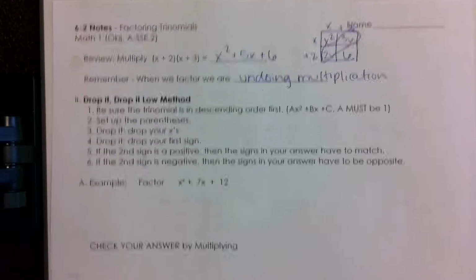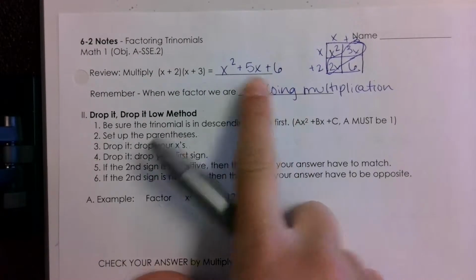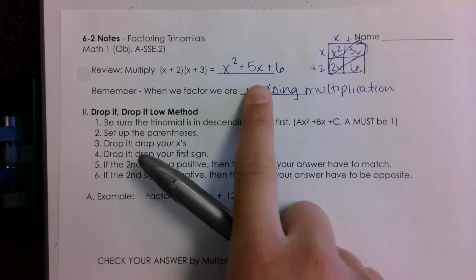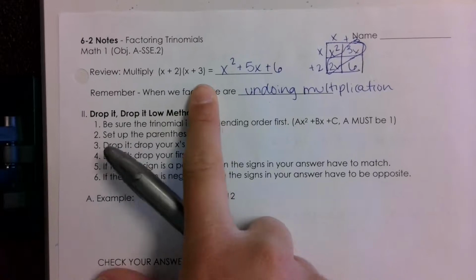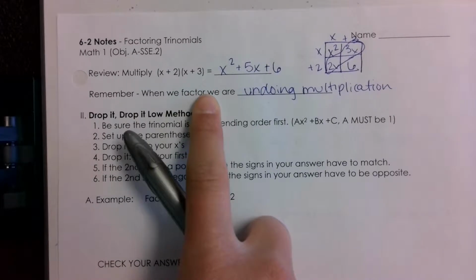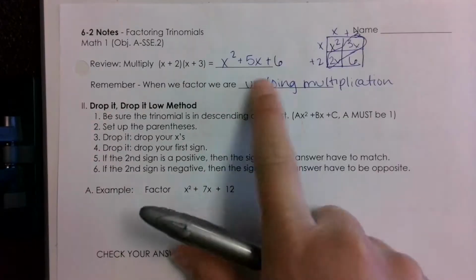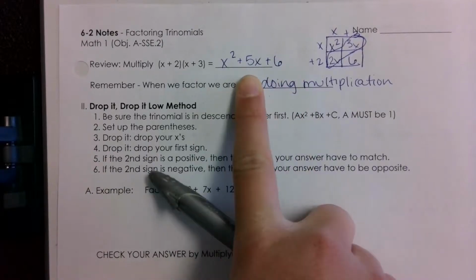Like, where did the 6 come from? 2 times 3, right? Where did the 5 come from? 2 plus 3. So do you think that's going to work every time? For the most part, yeah. So that's the pattern that we're looking for. If we were here, we're going to work backwards. So we know that our factors have to multiply to 6, but then add to be 5. So that's the direction we're headed.